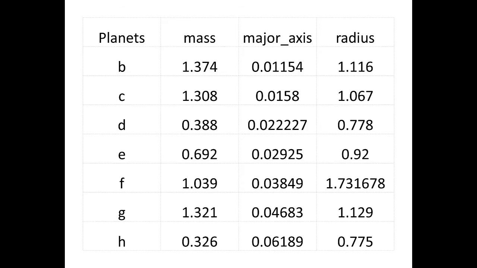The major axis is how far the center of the planet is from the center of the star. And this is in astronomical units. An astronomical unit is how far the Earth is from the sun. And so this is a fraction of this. And the radius, again, is given in terms of Earth radii. And so in order to perform all of these calculations, I did the conversion to kilometers, which is the appropriate unit in this case.